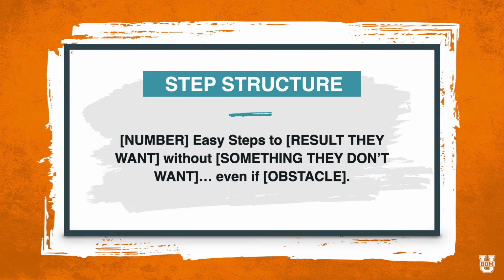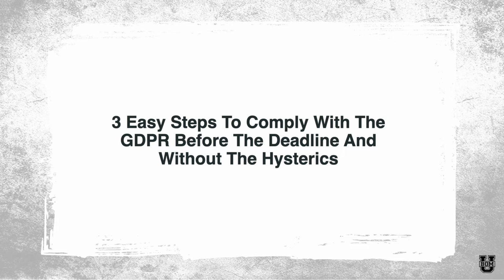And you only do this if it's a limited number, because you're highlighting how easy it will be. So, for example, 3 easy steps to comply with the GDPR before the deadline and without the hysterics. And you can see that what you're doing here is really highlighting this can be simple. I'm going to give you 3 steps and you're going to get your work done. And this literally is a headline I used back then on a training that got a ton of people in because I was telling them, hey, I'm going to make this simple for you, unlike most people. So that's the step structure.